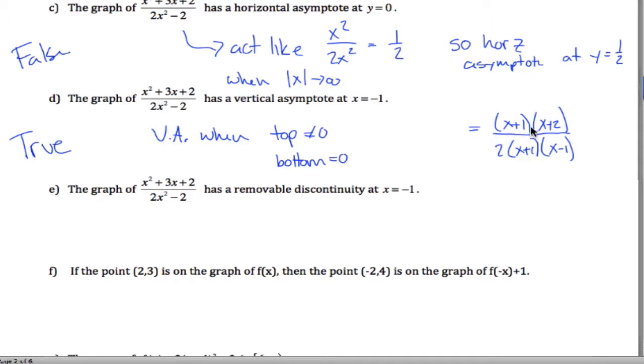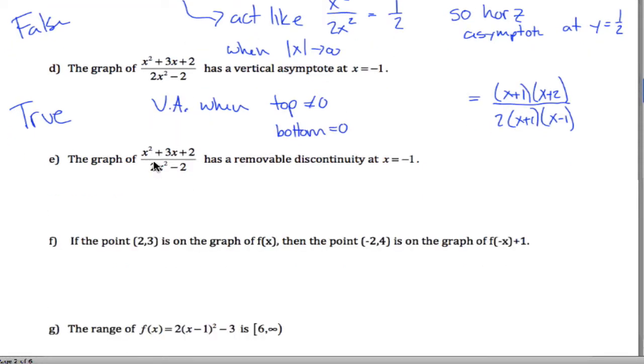If you're curious, when the top is 0 and the bottom's not 0, you get a root, aka a 0 or an x-intercept. When the top is 0 and the bottom is 0, you get a hole, or your book calls it a removable discontinuity. I'm trying to use fancy words, I guess. But this statement is true. -1 will make the bottom 0, not the top 0. Thus, we have a vertical asymptote at -1.